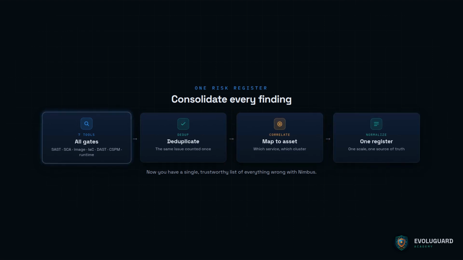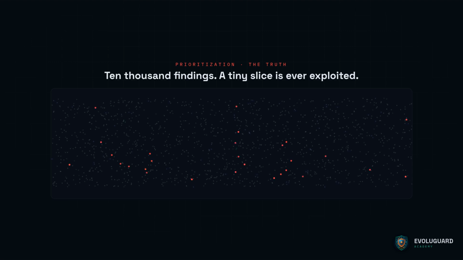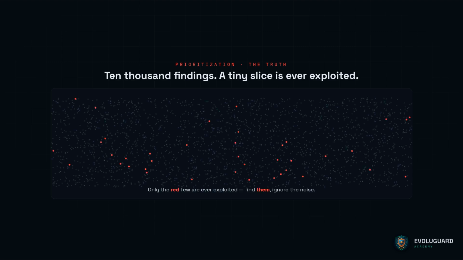Your assessment just produced, let's say, 10,000 findings. Here's the truth that runs the whole program. You cannot fix 10,000 things, and you don't need to. In any real environment, a tiny fraction of vulnerabilities are ever actually exploited, low single digits. The entire game of vulnerability management is finding that slice and ignoring the noise. Prioritization is not a nice-to-have. It is the difference between a program that works and a team that drowns.